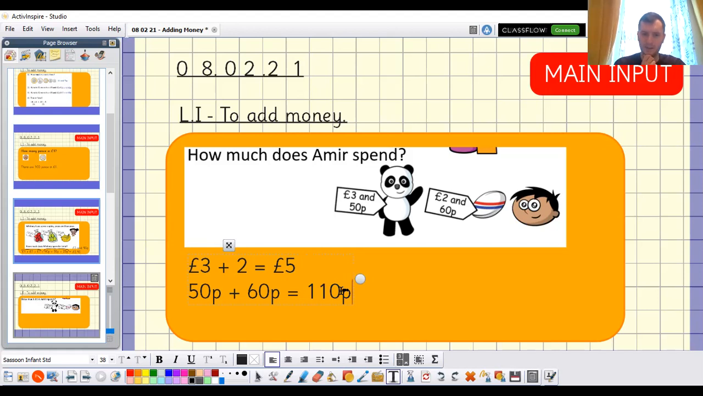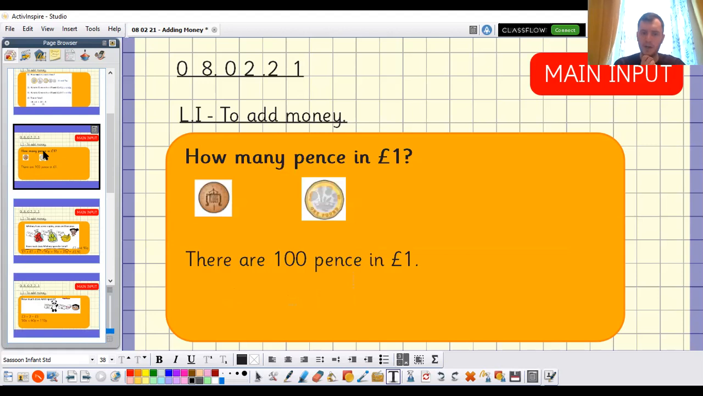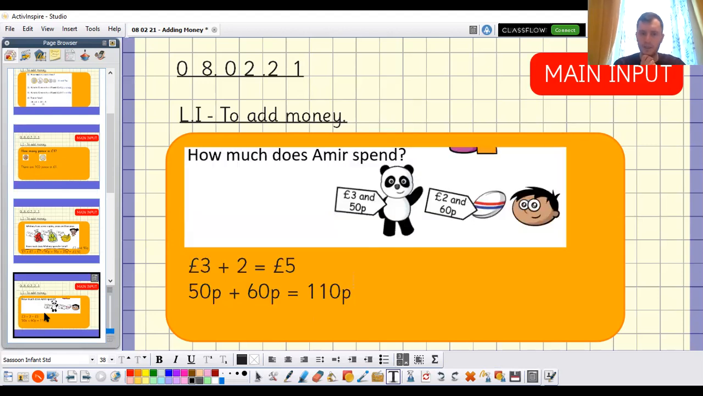Now that's over £1, because if I go back to this bit at the beginning, there are 100 pence in £1, and that's 110 pence. So that's £1 and 10 pence. So I'm going to put next to that that's the same as £1 and 10 pence.